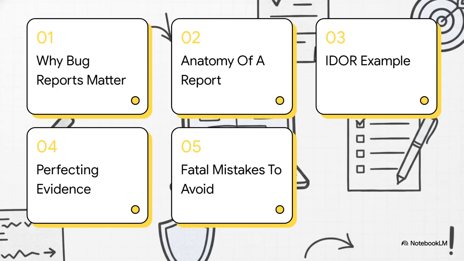So here's our roadmap for this explainer. 1. Why bug reports matter. 2. The anatomy of a report. 3. A step-by-step IDOR example. 4. Perfecting the evidence. And 5. Fatal mistakes you need to avoid.